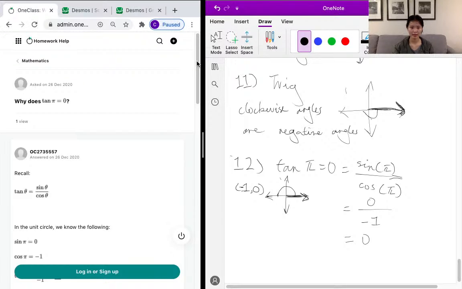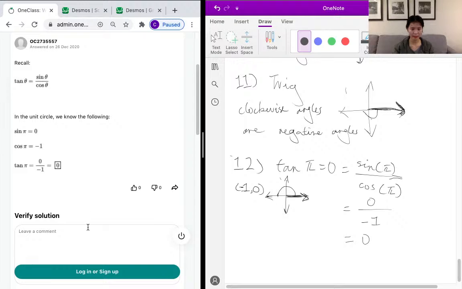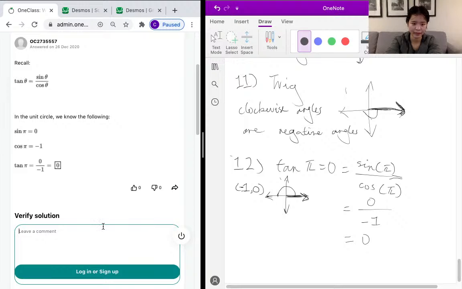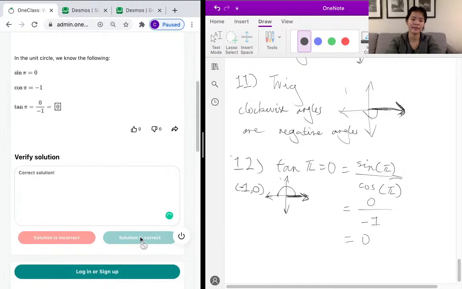Nice. Now looks like the sample solution. Yes, they also mentioned the unit circle. Let's just say correct solution. Correct solution. Perfect. And the solution is correct.